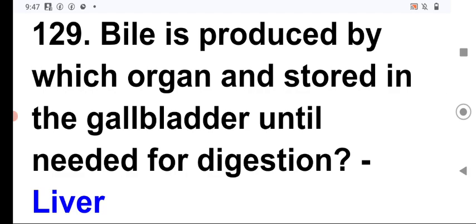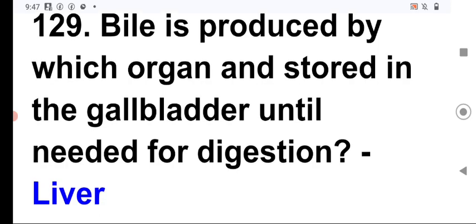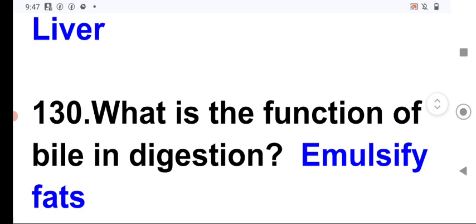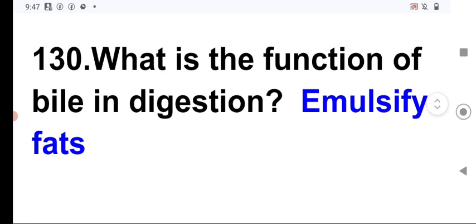Next, bile is produced by which organ and stored in the gallbladder until needed for digestion? Bile is produced by the liver and is stored in the gallbladder, and it is secreted when it is needed for digestion in the small intestine. Next, what is the function of bile in digestion? Bile emulsifies fats; emulsification of fats is the chief function of bile.